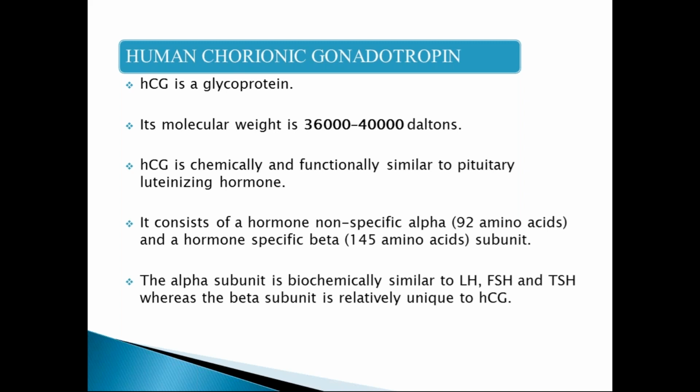Therefore, for qualitative or quantitative measurement of HCG, we usually take the beta subunit of HCG because it is specific for HCG. If you take alpha, it will have cross reactivity with LH, FSH and TSH. So HCG is a protein hormone with a molecular weight of 36,000 to 40,000 Daltons, which is similar to luteinizing hormone. It has two parts, a non-specific alpha and a specific beta. The alpha subunit is biochemically similar to FSH, LH and TSH, and the beta subunit is relatively unique to HCG.